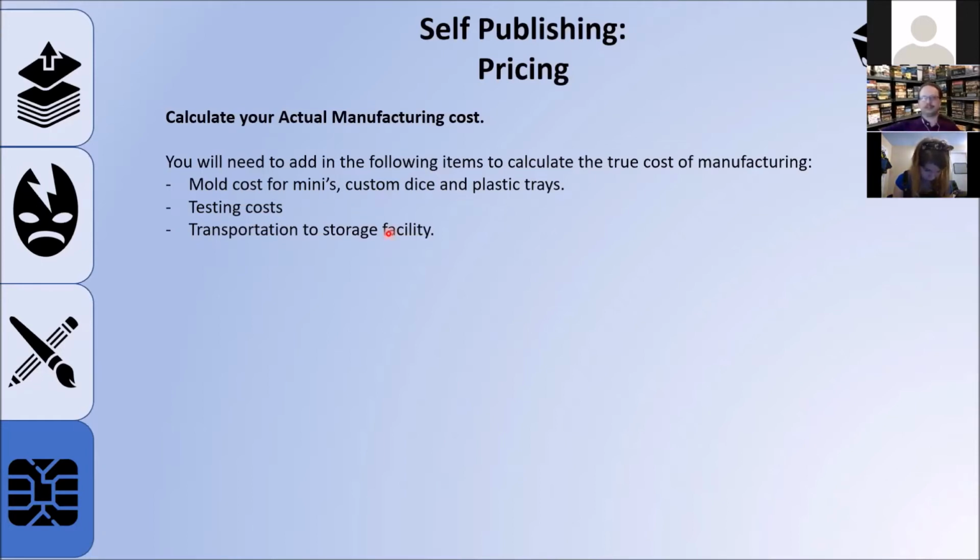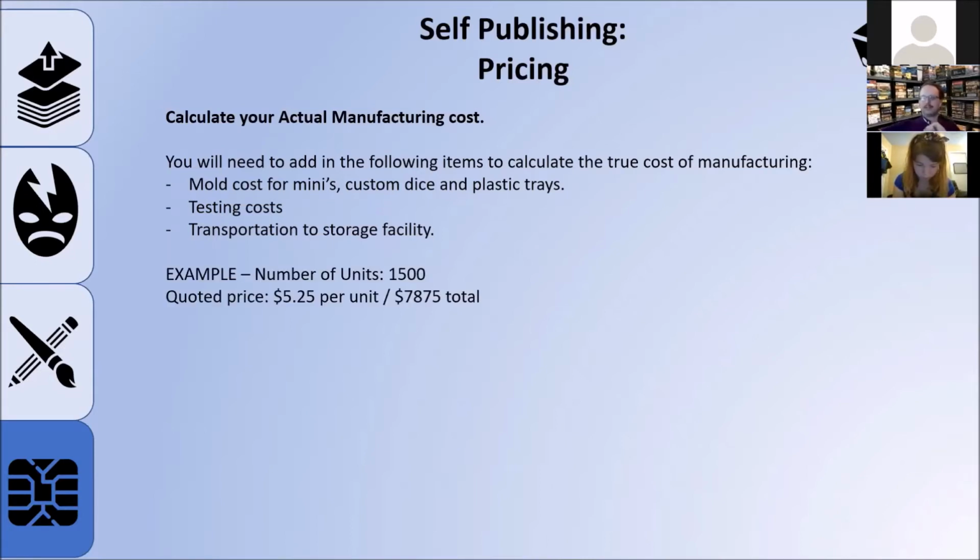Transportation to the storage facility. So you're going to want to include all of those as additional costs to calculate your actual cost. As an example, let's say you're getting 1,500 units made. The quoted price that the factory has given you is $5.25 per unit, which would be $7,875 total.